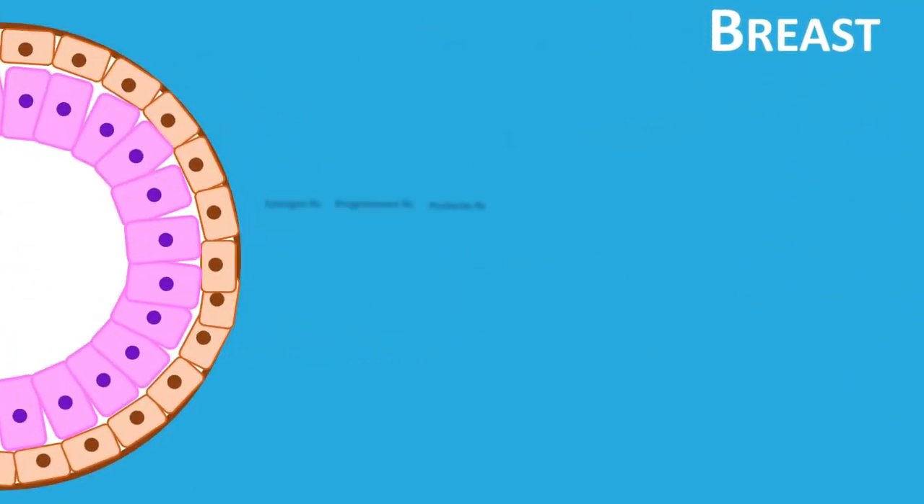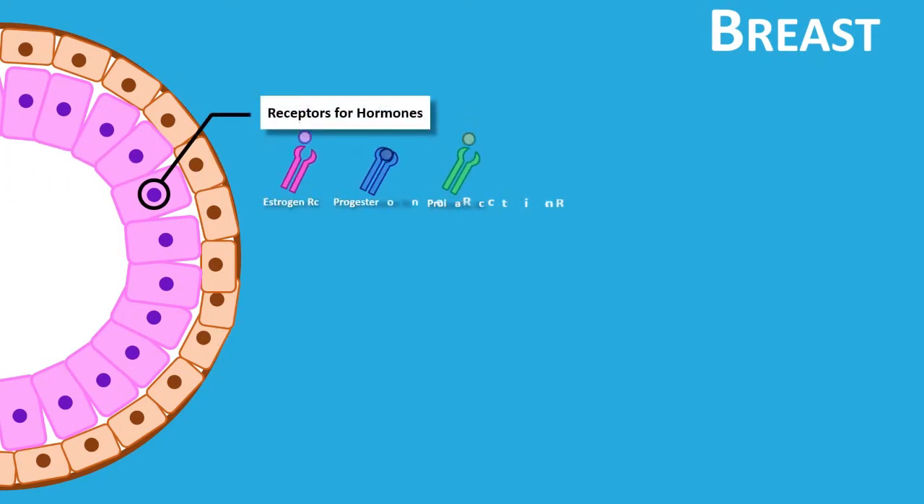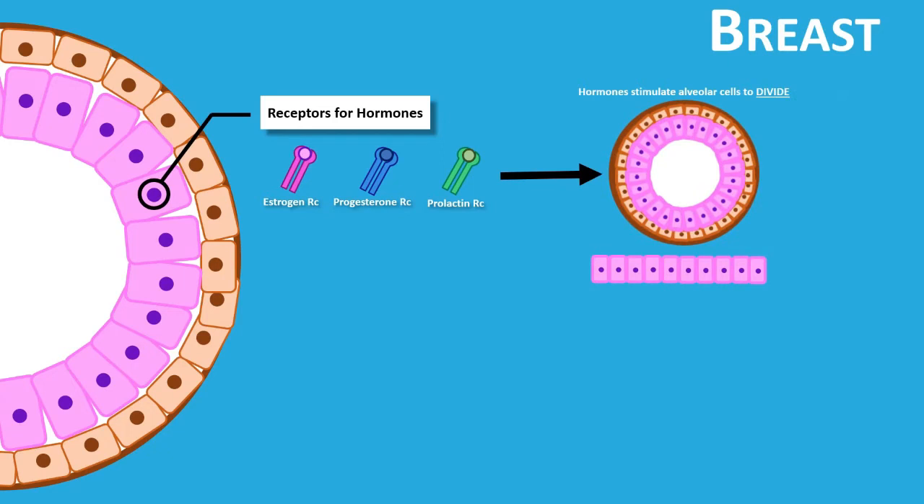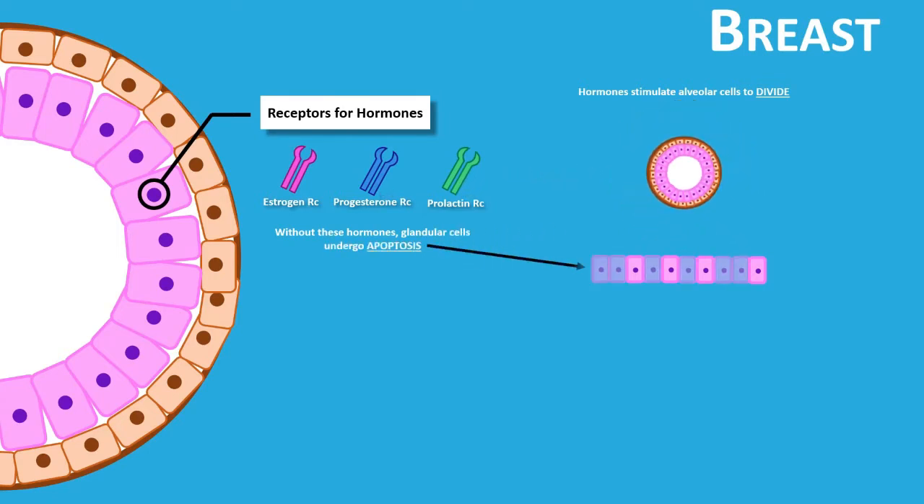Cells of the glandular tissues have receptors for certain hormones like estrogen and progesterone, which is produced by the ovaries, and prolactin, which is produced by the pituitary gland. These hormones stimulate the alveolar cells to divide and increase in number, resulting in the enlargement of the lobules. Without these hormones, the glandular cells cannot survive and they undergo apoptosis.